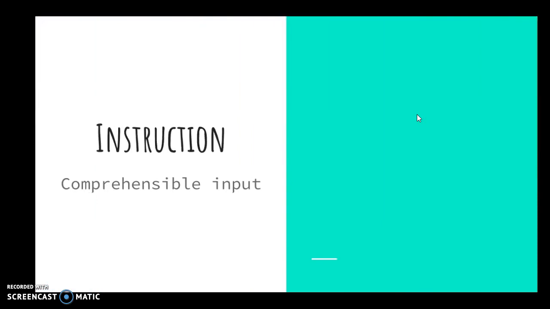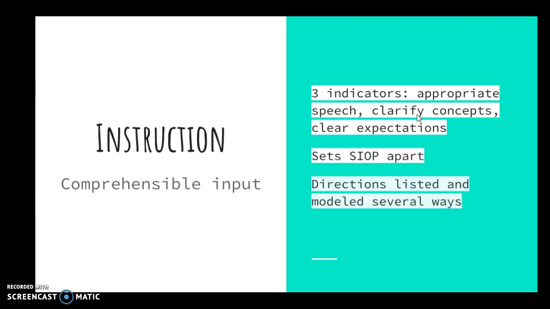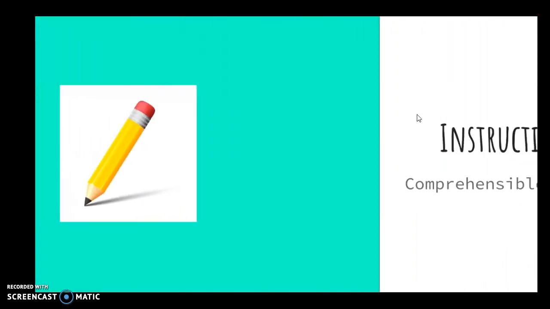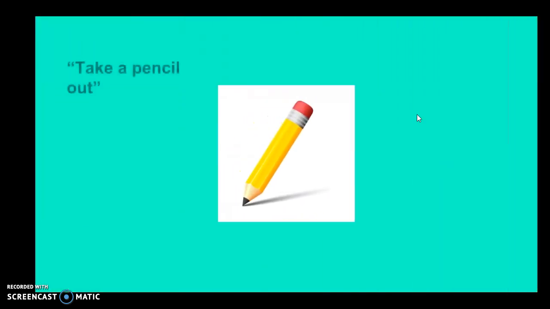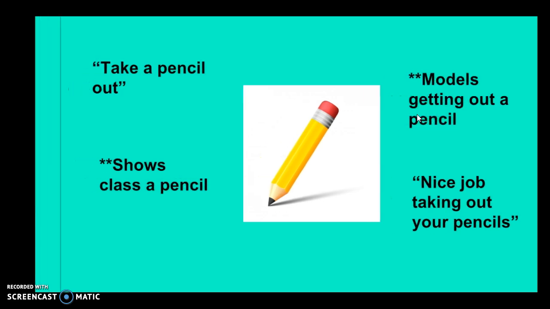The second category of instruction is called comprehensible input. This consists of 3 indicators: appropriate speech, techniques to clarify content concepts, and clear explanations of academic tasks. This category is what sets SIOP apart from other sheltered instruction models. An example of comprehensible input would be a teacher asking students to take out a pencil, modeling taking out a pencil, showing a pencil, and praising students for taking out a pencil. This helps students hear the message in a variety of ways.